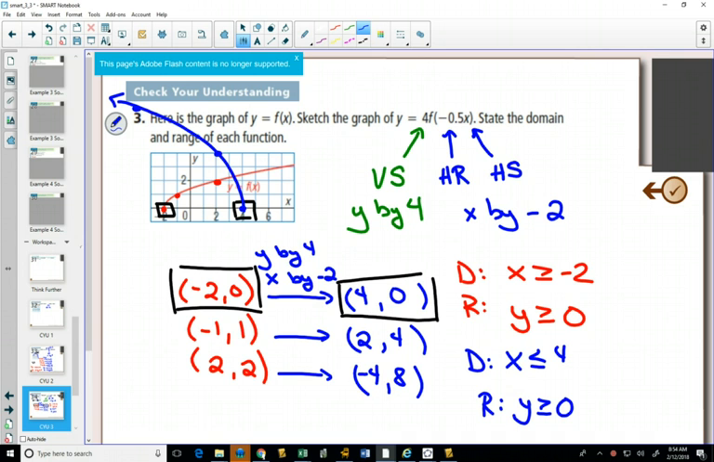Multiplying x by a -2, well, that changes your -2 to 4, and it also flips your inequality. That's what multiplying by a negative will do. And so now it's x is less than or equal to 4.